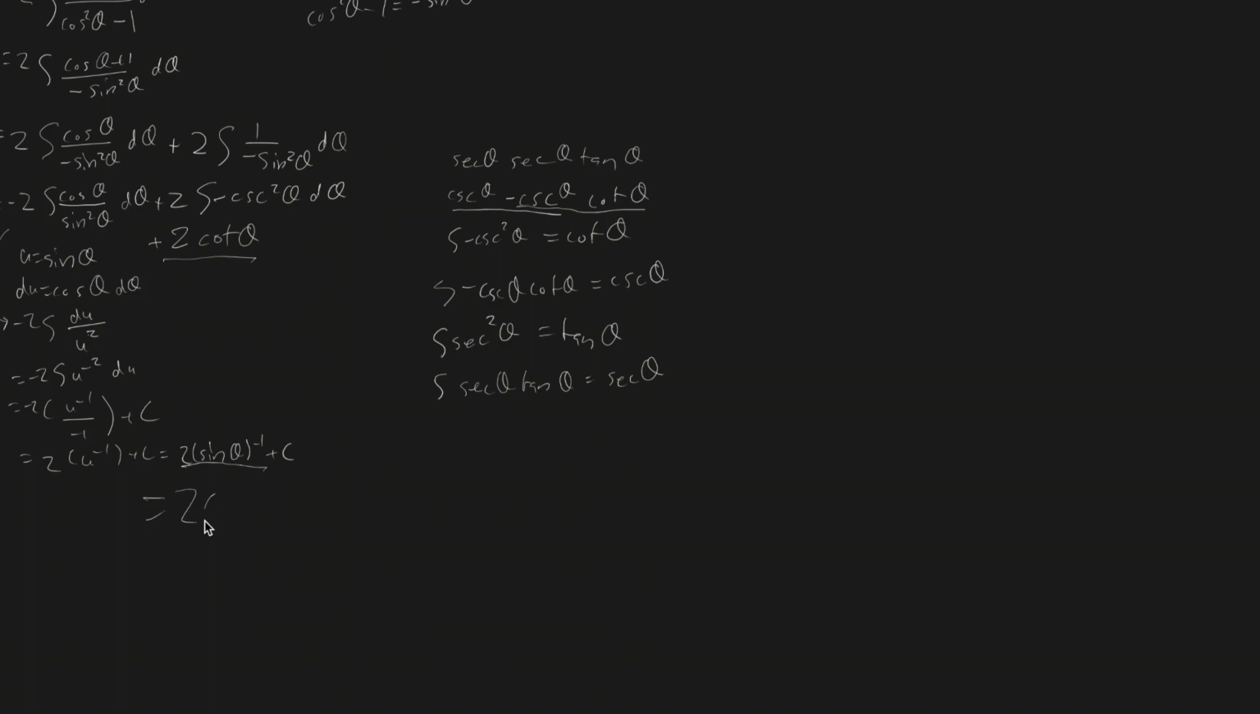So this becomes 2 cosecant theta plus c. When we bring everything together, our final answer is 2 cosecant theta plus 2 cotan theta plus c.